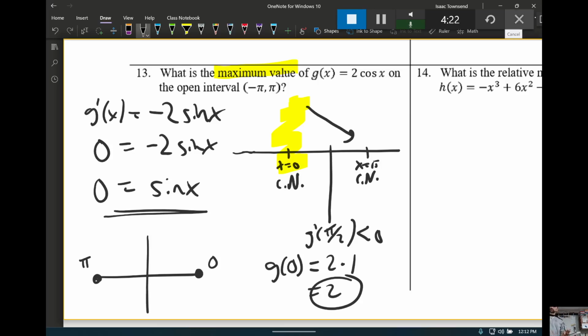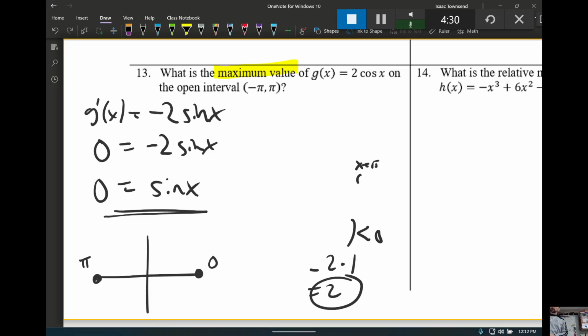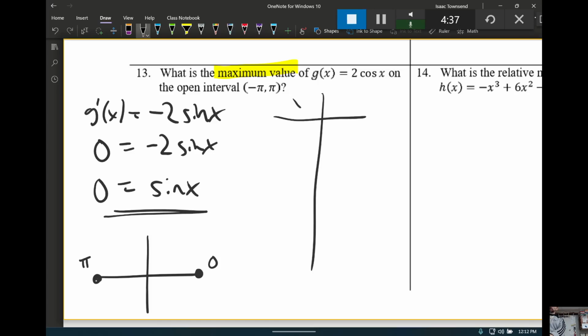But honestly, if I saw this on a test, I don't know. Again, I'm trying to work it in a way that I think made sense with just last lesson, but I would have tested, let's see how this goes, the endpoints and the critical numbers. Although pi is already on there, you don't need to do it twice.